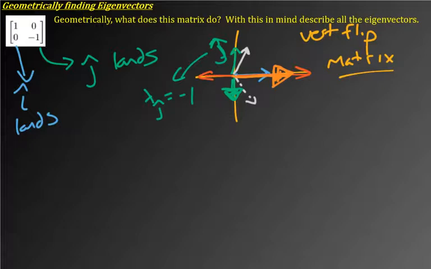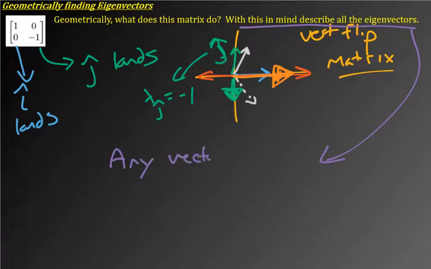So I think I've said enough there. The general result here is, what does the matrix do? Well, it flips vertically, and the eigenvectors are any vectors on the x or y axis. And that's it. So those are what the eigenvectors of that problem look like.